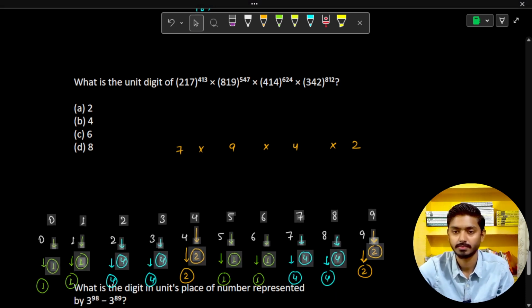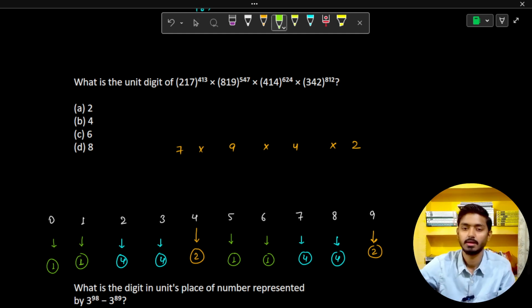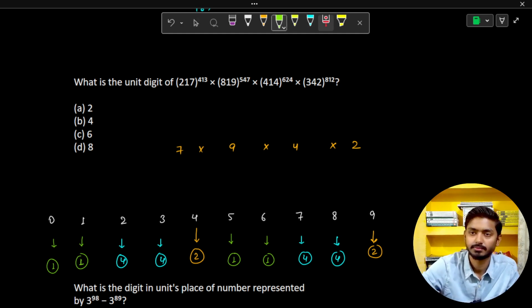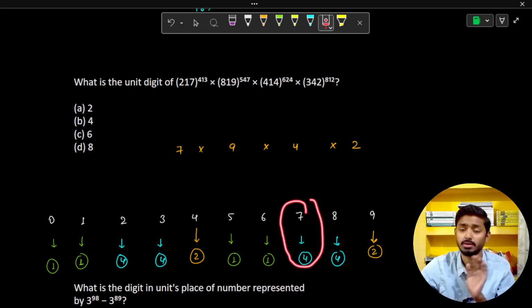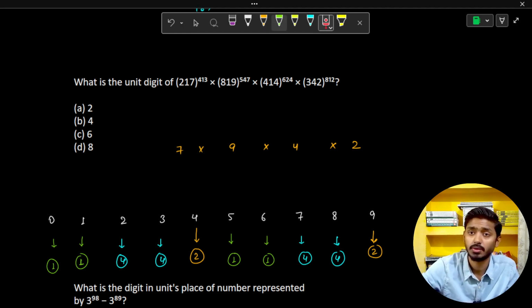Alright. If you remember, 7 had a cyclicity of 4. You need to learn this, by the way. What we are going to do is divide the power with a base 7 by 4, because it has a cyclicity of 4.